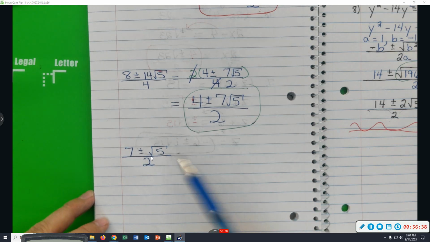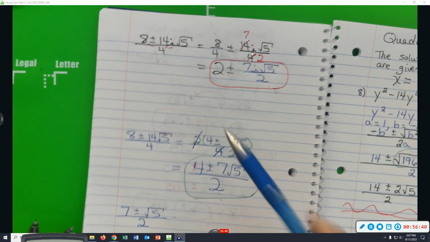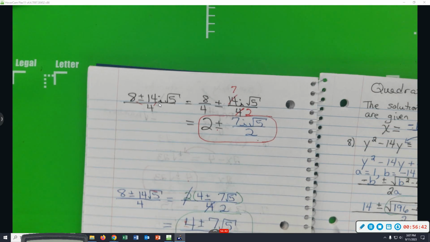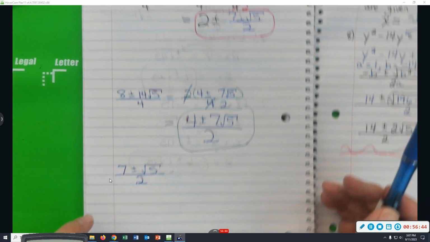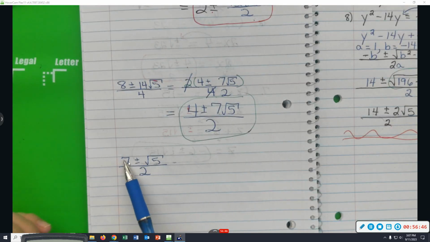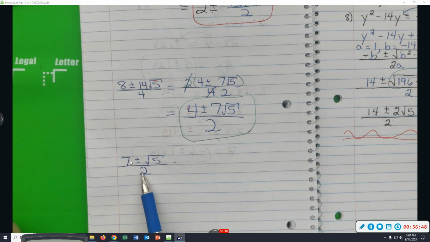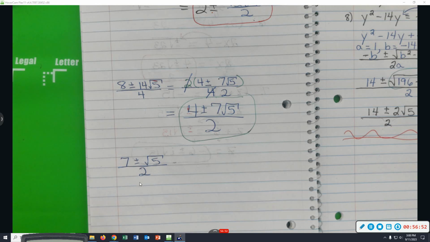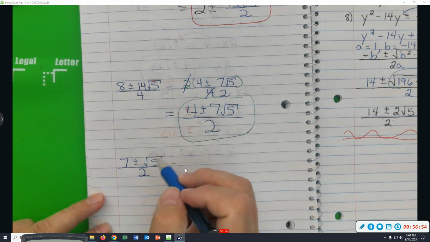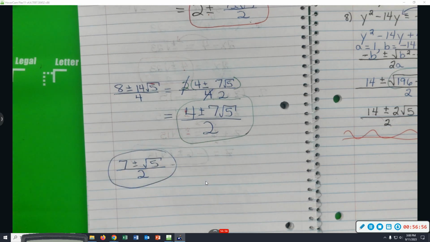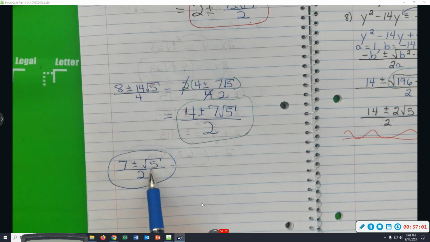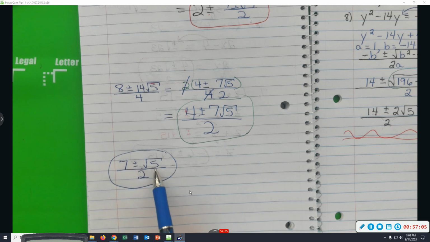Am I going to split this up like I did the first one? No, there's no i, so we're not going to split up. 1, 7, and 2. What's the biggest number that divides evenly into those numbers? Just 1. So this thing here is this. You can't reduce it any further. Do y'all understand why I'm not splitting that up? If there had been an i there with that square root, I would have split it up.